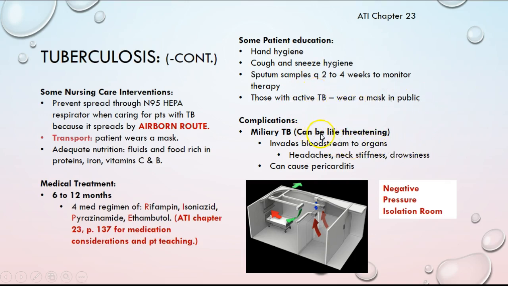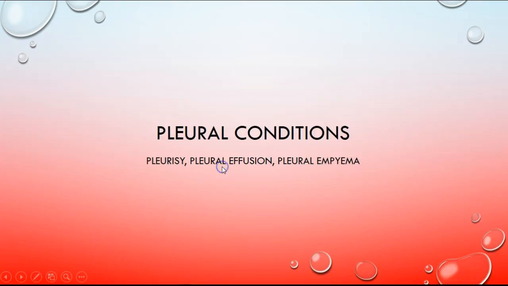Complications, miliary TB, which can be life-threatening. This basically invades the bloodstream and goes to the organs. Some of the signs and symptoms of that are headache, neck stiffness, and drowsiness. Can also cause pericarditis, which hopefully you still remember what the signs and symptoms of that are. Patients, because it is airborne route, they need to be isolated in a negative pressure isolation room. So remember that, negative pressure, and NCLEX loves to ask about TB and management.